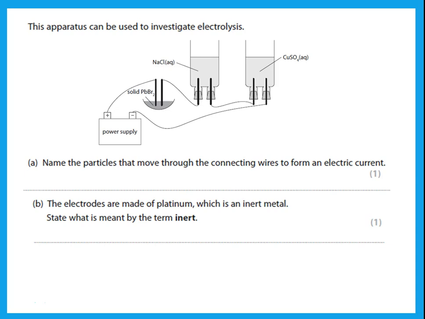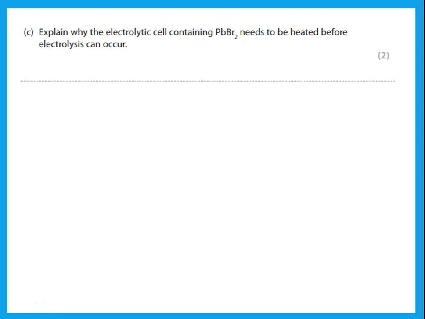This apparatus can be used to investigate electrolysis. Name the particles that move through the wire. We said what moves through the wire? It's the electrons. Now, the electrodes are made of platinum, which is an inert metal. State what is meant by the term inert. Do you remember what inert means? It means something that's not reactive. So when I put graphite or platinum, they are inert. That means they do not react with the solution that I'm trying to do electrolysis of.